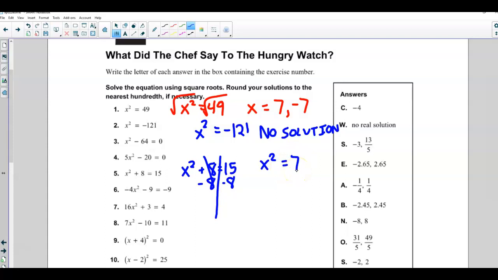So we don't know what the square root of 7 is, but we do know that it's still possible to do that. So if I take the square root of 7 in my calculator, we end up getting letter E, 2.65. So x equals positive 2.65.